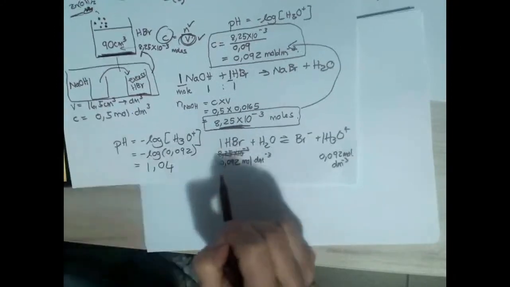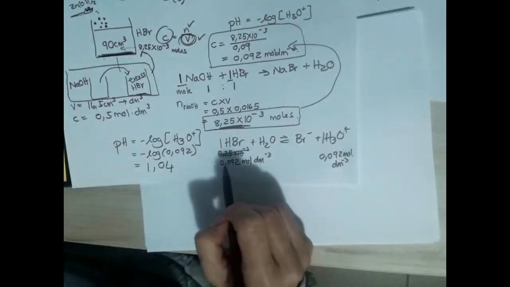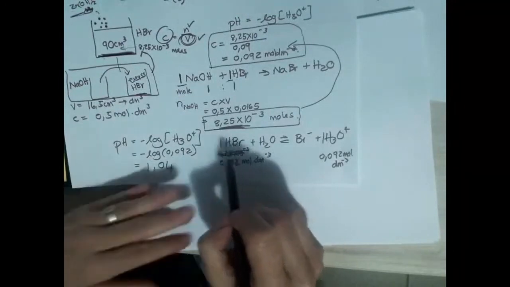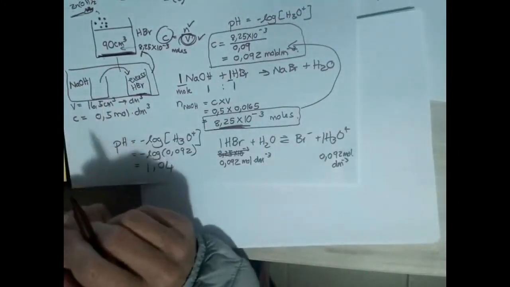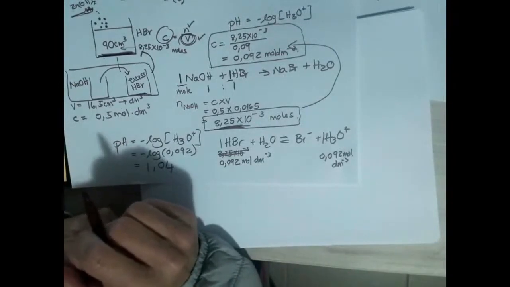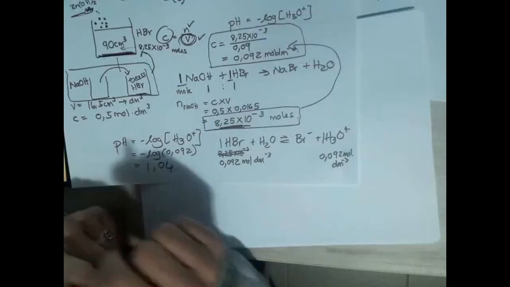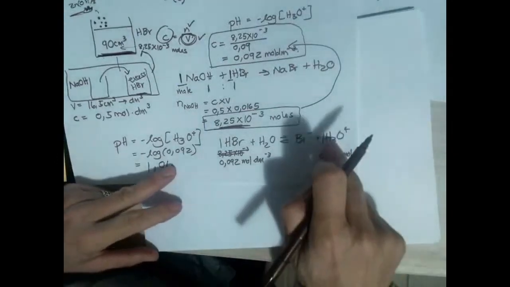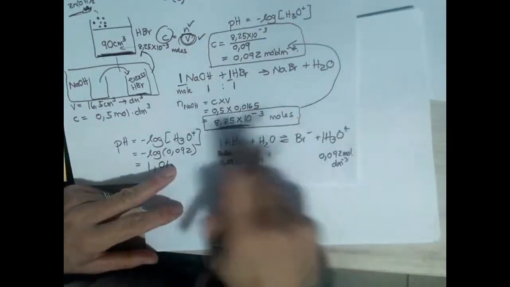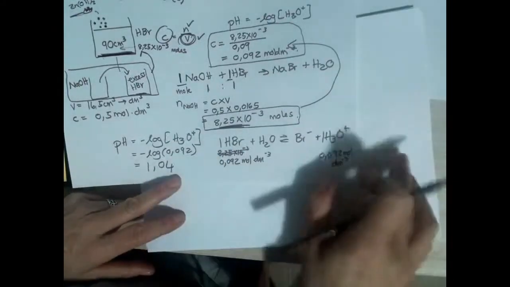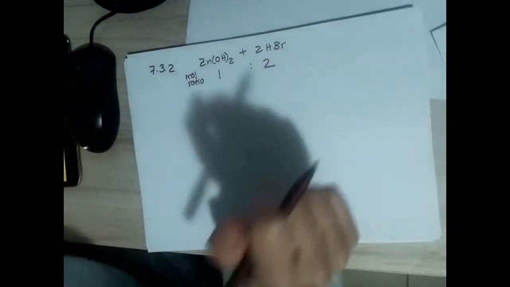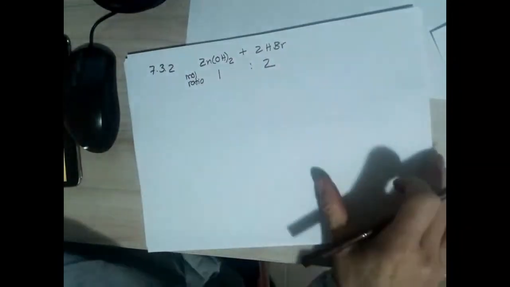So if I have a concentration of 0.092 moles per decimeter cube of HBr, and it dissociates completely or ionizes completely, I would have 0.092 moles per decimeter cubed of H3O plus. Okay, so I just need to double check that the ratio is 1 to 1, and then I can use the same concentration over there. I hope that clears it up. Okay.